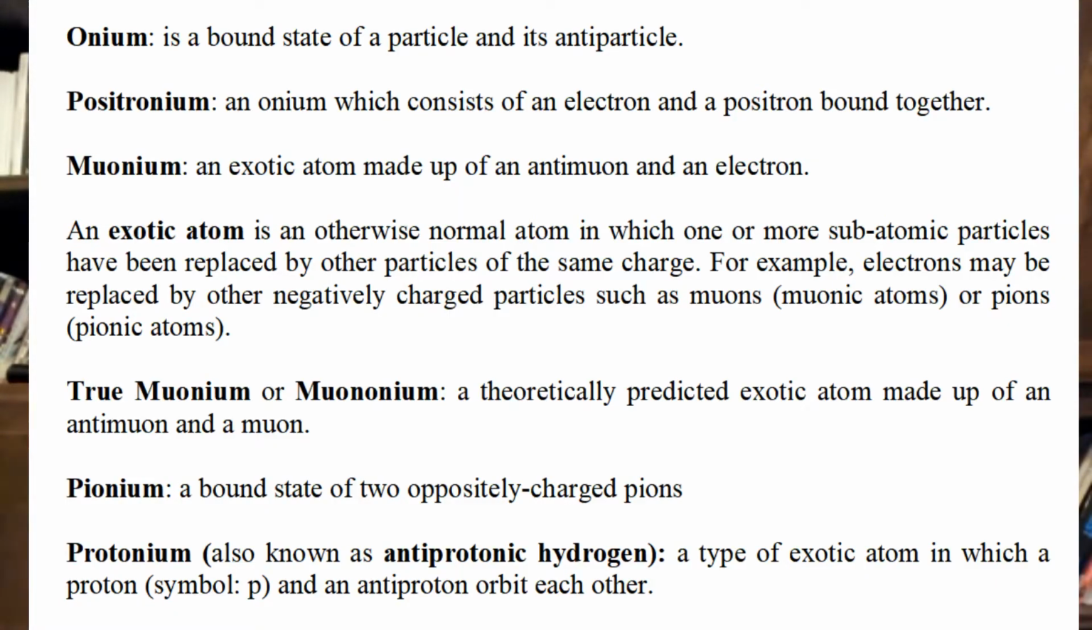But it doesn't stop there. We've got some others, and like we went over yesterday, we have some exotic particles. Here we have them. We have the onium, the positronium, muonium. I can't even pronounce it. Muonium. Oh man! And they form part of what is called an exotic atom. Then we have the true muonium, or the muononium. I got it right the second time, I think. Pionium and protonium. Okay, so we have all these weird particles that form exotic atoms.